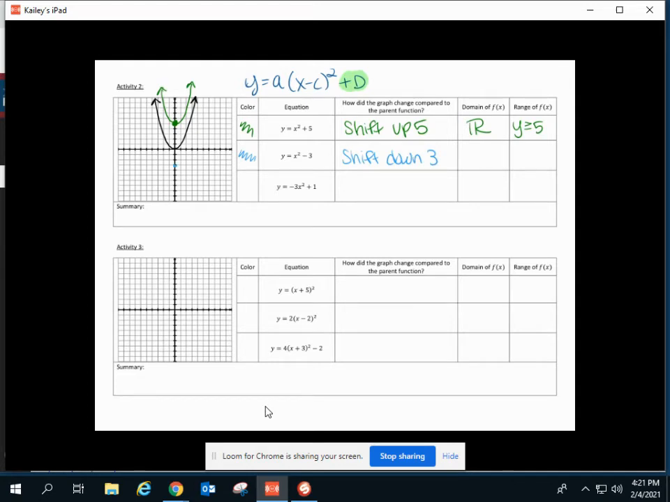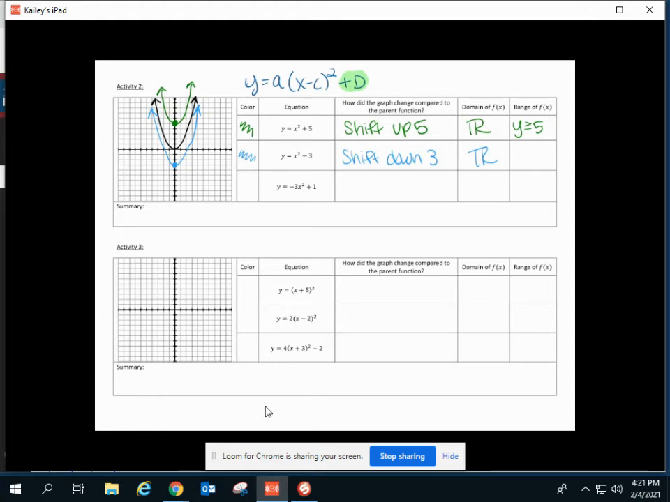1, 2, 3. Sketch it out. Oh, beautiful. Oh, that looks so bad. Okay, the domain, all real numbers. Spoiler alert: could probably fill that in for the rest of the notes sheet.